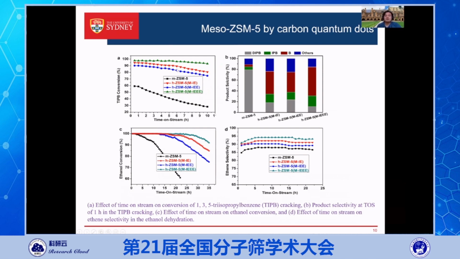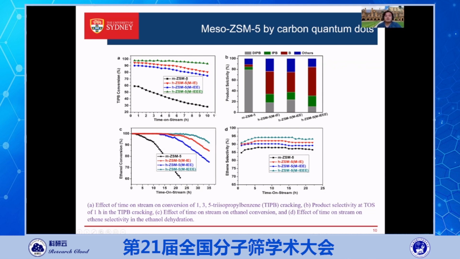triisopropylbenzene cracking. Then we are able to use this kind of big molecule to probe the catalytic reaction. Then we can find the conversion of TIPB. So it's quite clear if we have 4 different pores, 3 mesoporous plus 1 microporous, the performance is the best. And also the selectivity is much better compared to the others.